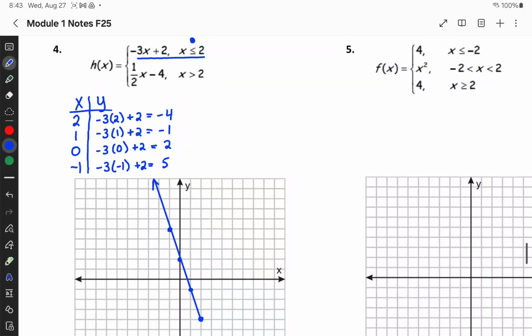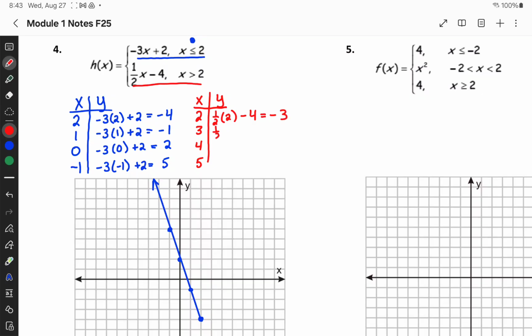Next, I'm going to do the exact same thing with the second part of this function. The second part says 1/2 x minus 4. This time I want my x values to be greater than 2. Even though 2 is not greater than itself, we just talked about it, we're still going to start with 2, and then find other numbers that are greater than 2 for my other x values. So I'm just going to pick numbers again like 3, 4, and 5. Then I'll plug those numbers into my equation. So I'm going to have 1/2 times 2 minus 4 for this first one. Half of 2 is 1, and 1 minus 4 is negative 3.